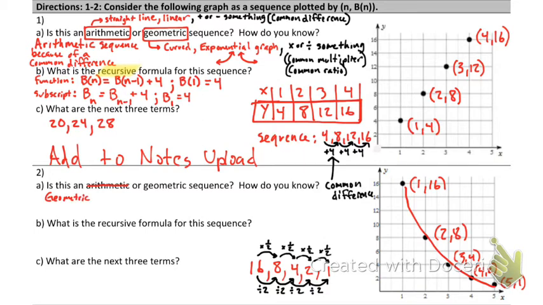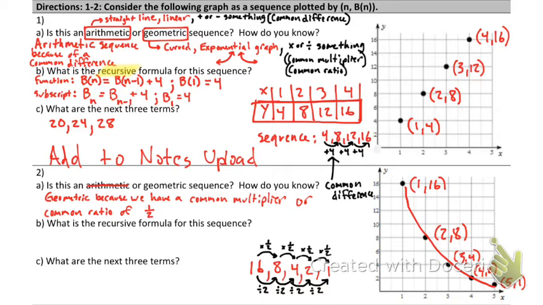Okay, and how do we know this? Because we have what we call a common multiplier, or another word for this is common ratio. The best way to talk about this is using what are we multiplying by. You could put we're dividing by 2, but the mathematically correct way is saying we are multiplying by 1/2, because that's a common multiplier. So multiplying by 1/2.